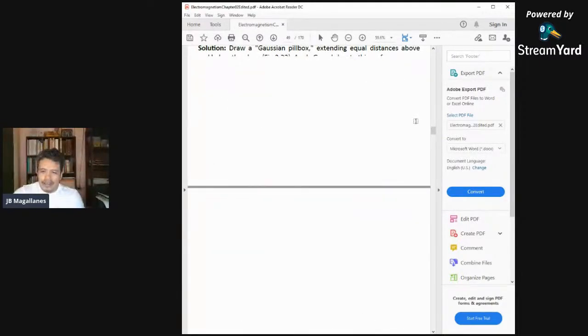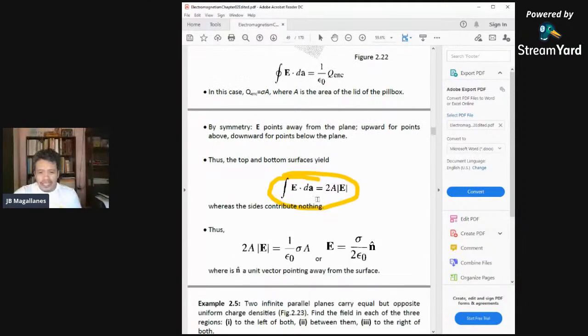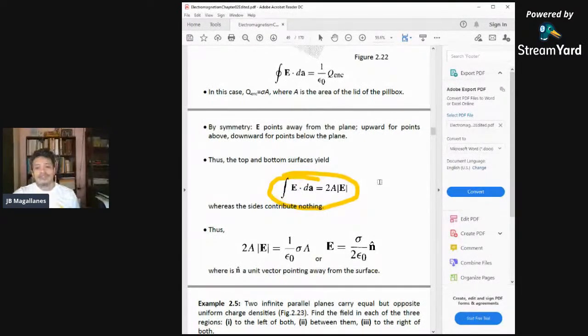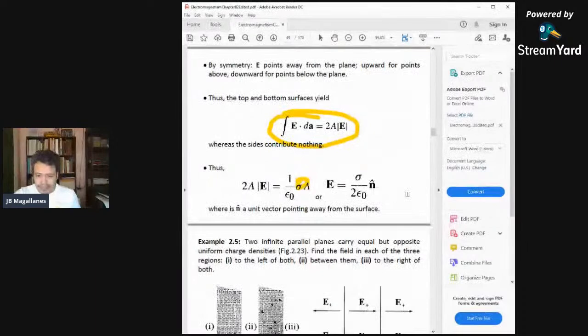So the magnitude of the electric field above and the magnitude of the electric field below will just be the same. If you add the contributions of the two surfaces, that would be this one. The other four surfaces will contribute nothing, as I said. So E dot dA will be equal to 2 times the total area times the electric field. The electric field magnitude is constant. So that is equal to sigma A over epsilon sub 0. Q enclosed is equal to sigma A. Therefore, if you do the manipulation, your electric field would be sigma over 2 epsilon sub 0 in the direction n, where n is pointing away from the surface.